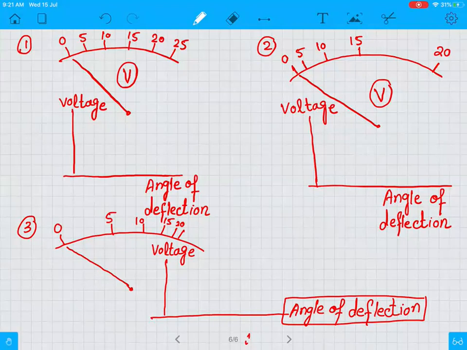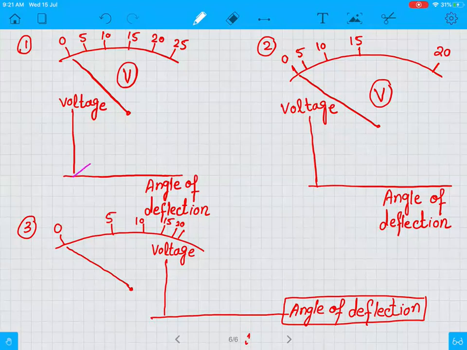The first meter is the one with uniform sensitivity. The second meter is the one in which sensitivity is increasing. The third meter is the one in which the sensitivity is decreasing. The second meter is suitable for high temperature applications. The third meter is more suitable for low temperature applications.